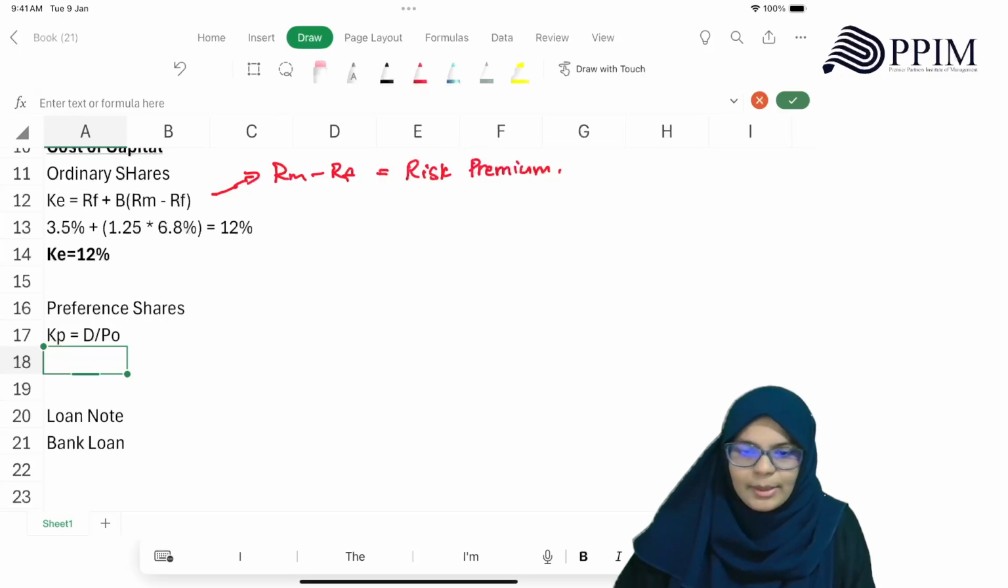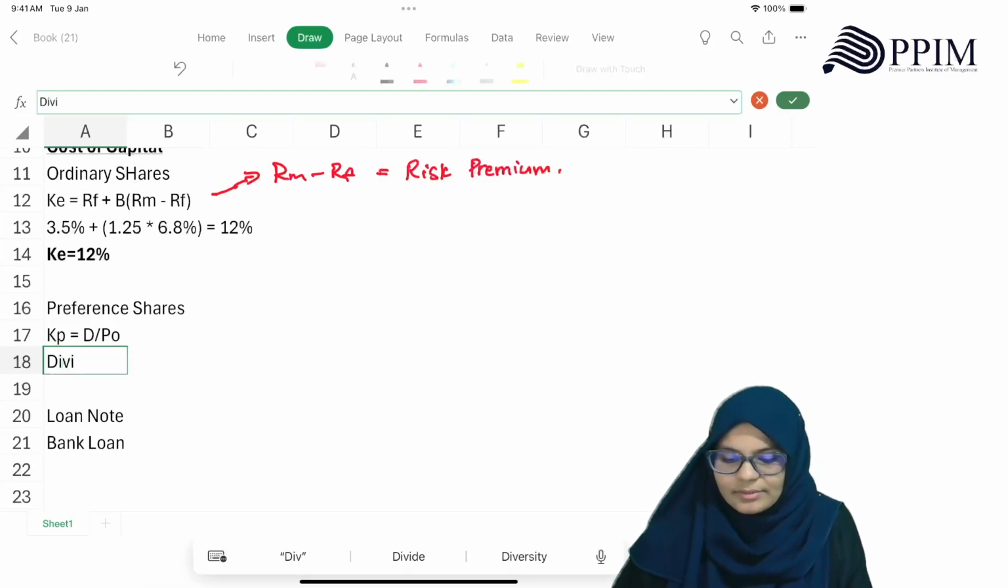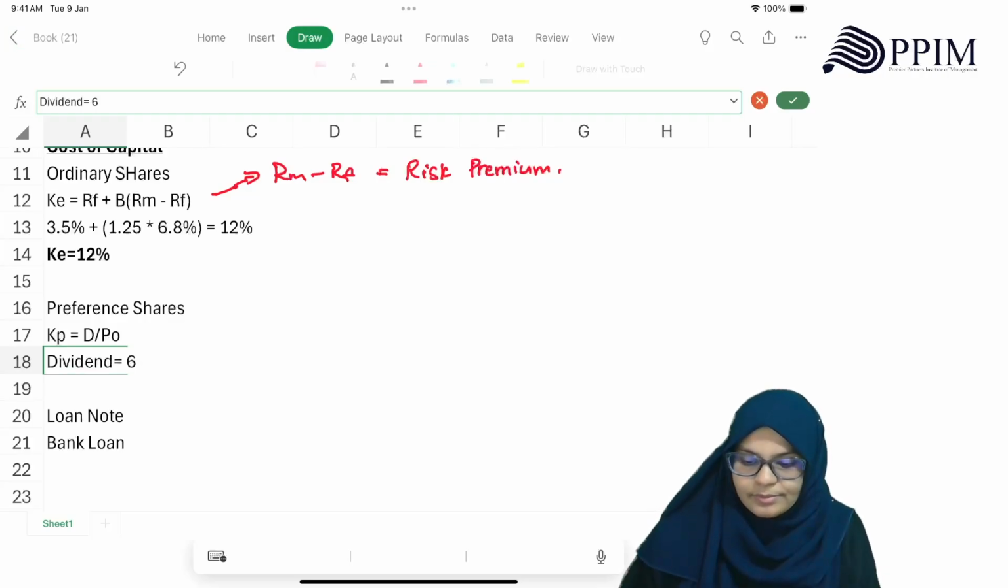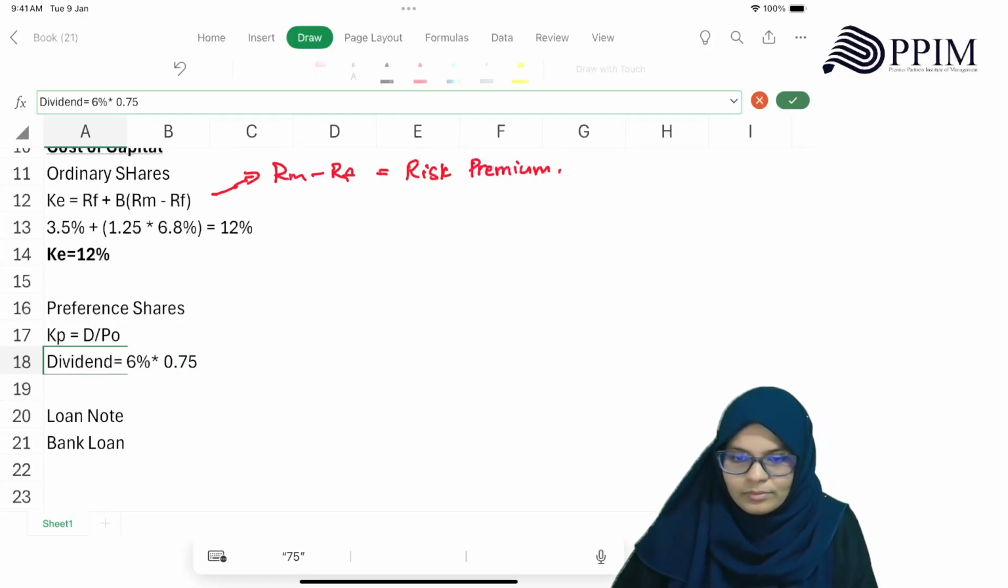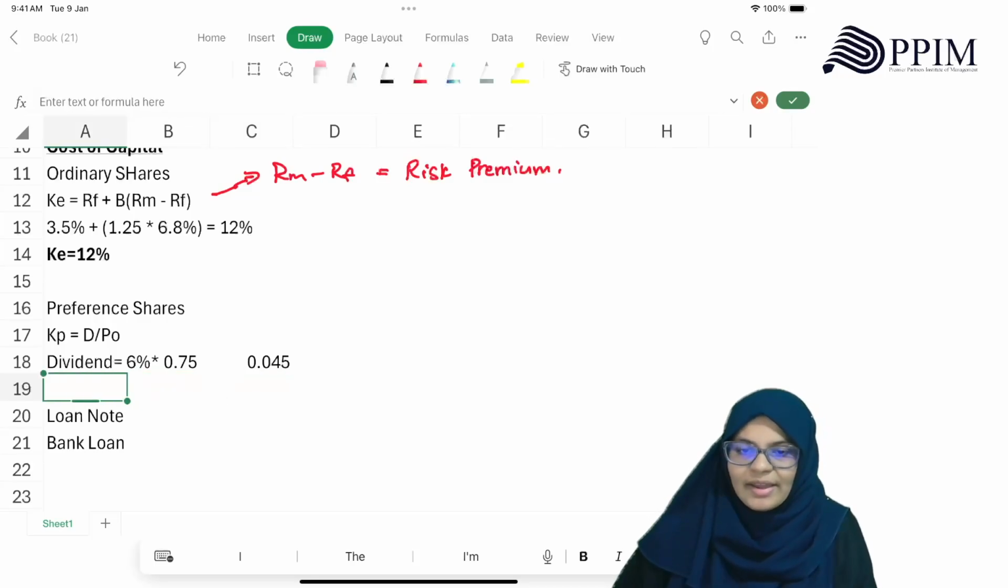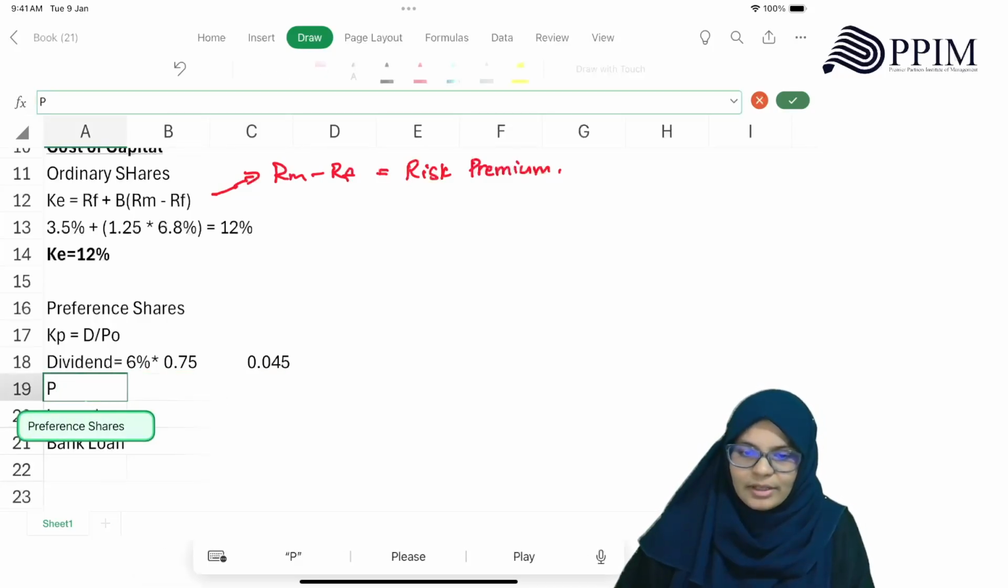Okay, so KP, if I want the dividend, I should take 6%, multiply it with the nominal value, which is 0.75. See how much that is. 0.045, and P naught, we already know the market value.